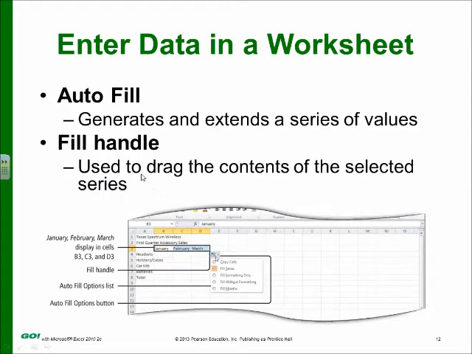We have autofill, which allows us to generate and extend a series. As you can see here, we have a series of months of the year: January, February, March. Next would be April, May. If we were dragging this handle backwards, we would go January, December, November, October, September, etc. So it can go in any direction.